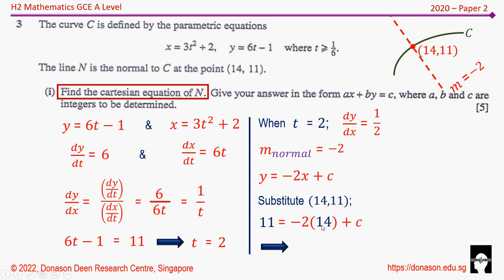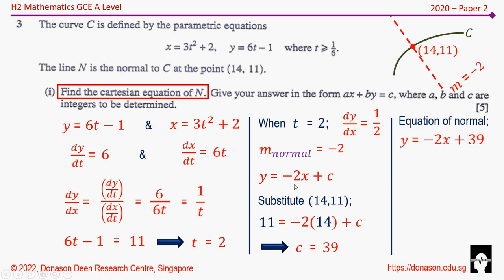So negative 2 times 14 is negative 28. If I throw it to the left, it becomes positive 28. 28 plus 11 is going to give us the value of c, which is equal to 39. Now we have the y-intercept as 39. We can put it back into this step. So the equation of the normal would be y equals minus 2x plus 39.